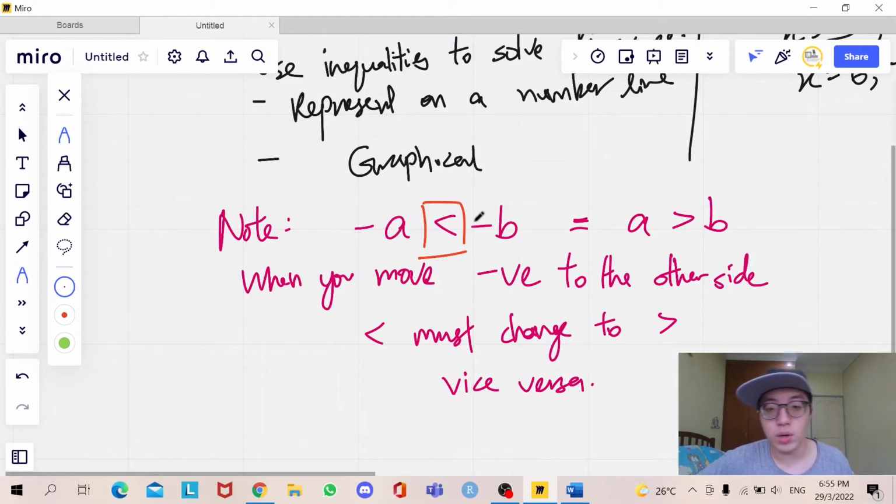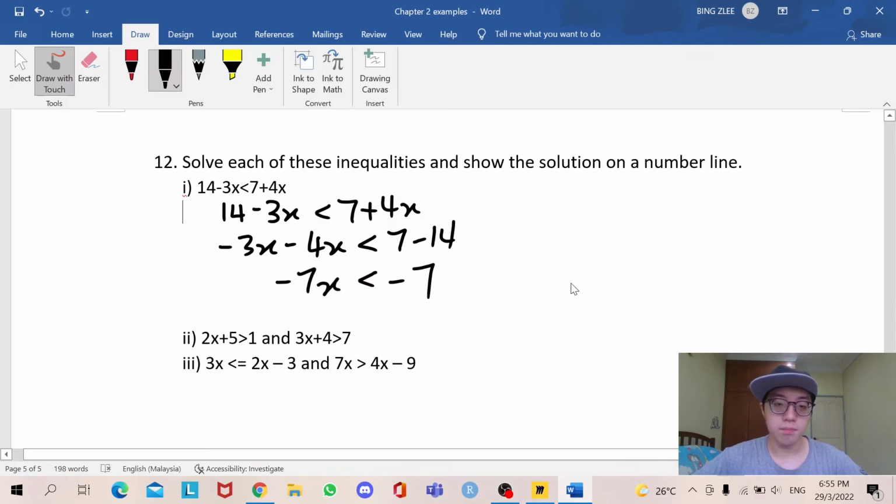All right, so if you want to know about the theory behind this, you can actually think: let a be 2 and let b be 1. So negative 2 is less than negative 1. That makes sense. So a, which is 2, is larger than 1. All right, so you see why the sign must change. It works every single time. You need to take note of this.